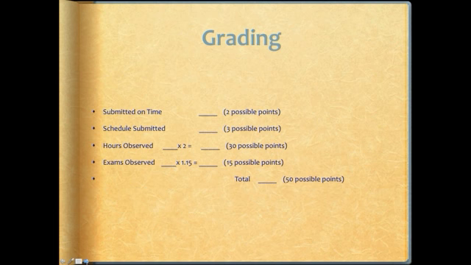Your grading rubric. This is just to let you know how you'll be graded on your hours. You get points for whether or not you submit on time, whether or not you submit your schedule, how many hours you observe, and how many exams you observed. The hours themselves are worth 50 points, and your journal is worth 50 points, so you have a total of 100 points for the observation section of the course.